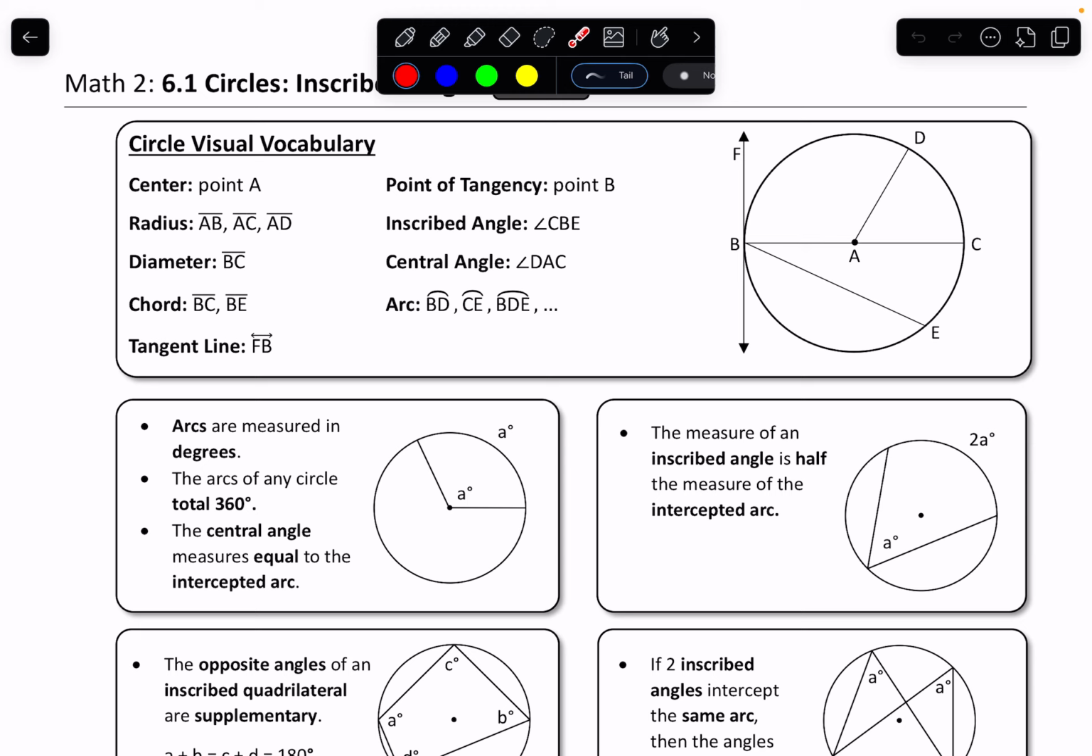And then an arc. An arc is just a measurement of the edge of the circle. We call that the arc of the circle because it's arced, right? So like DC is an arc. BE is an arc. And you'll notice that on the diagram, when it writes arc BD, it doesn't just have a line above BD, it has this arc above it so that you know the difference between the line BD and the arc BD. Those are two different measurements.